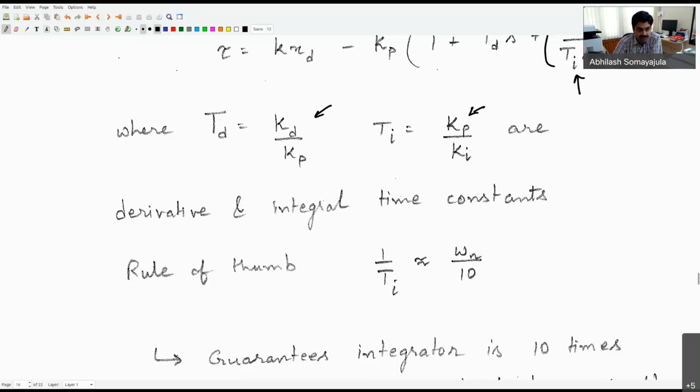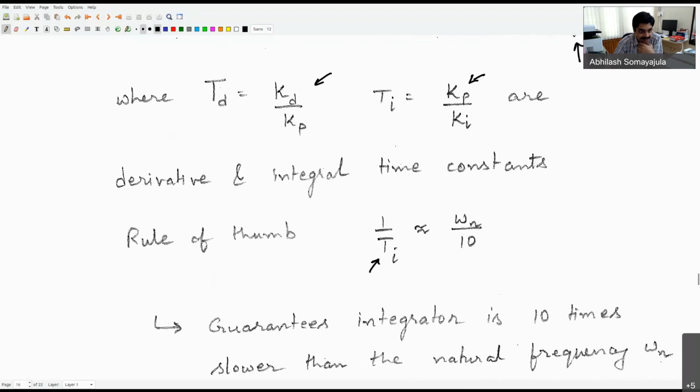And the rule of thumb which we choose here is that rather than choosing Ki, I'll express this in terms of 1 by Ti being approximately omega n by 10. Which means that the integrator's time constant is at least 10 times lower than the natural frequency of the system, or the natural period of the system. Okay. In some sense, I'm missing a pi there somewhere. Yes, you're not. It's not a precise expression. It's more of an intuition that I'm trying to make sure that you understand. So I want that integral time constant to be representatively close to about omega n by 10.